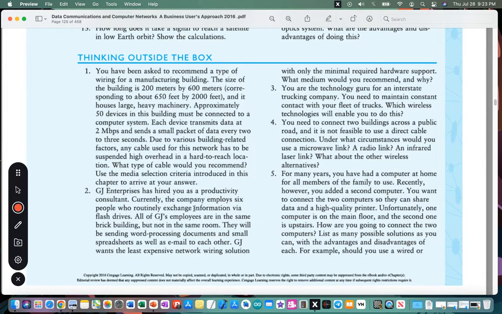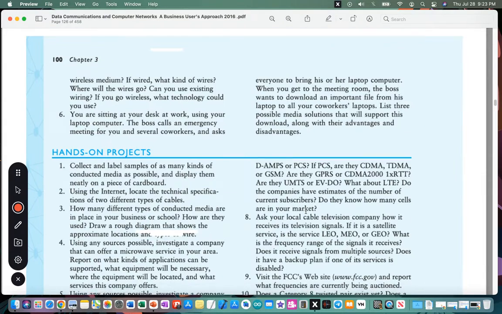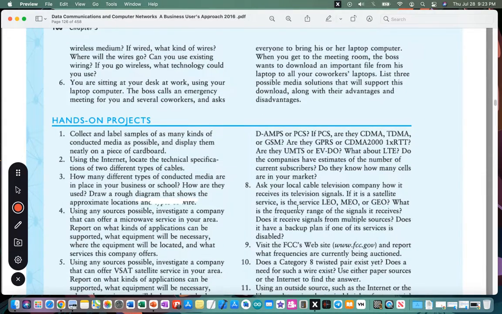And the thing that I like is thinking outside the box. It's really joyful to read and go through, right? Because it makes you think about alternative comparisons and what else can be done and all this stuff. And hands-on projects are really nice.